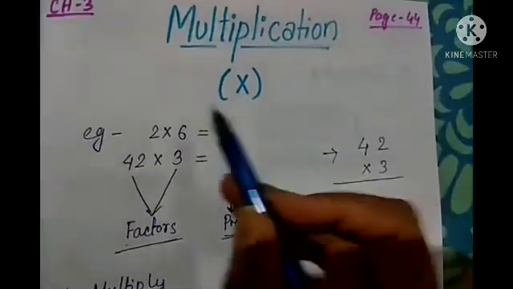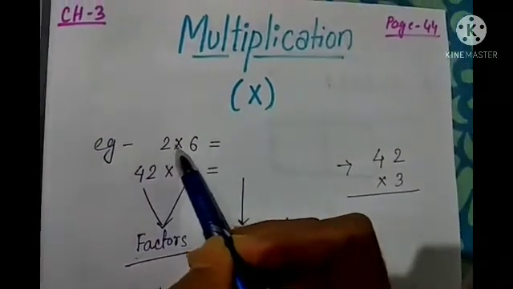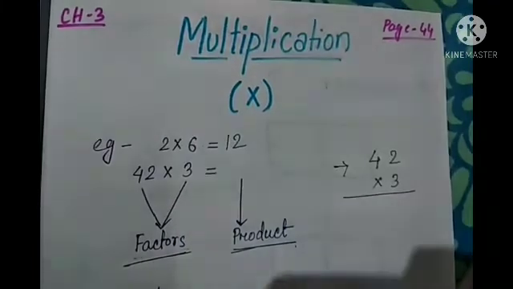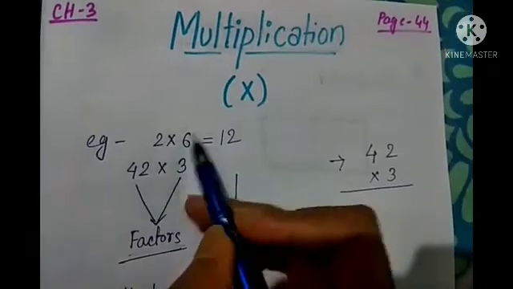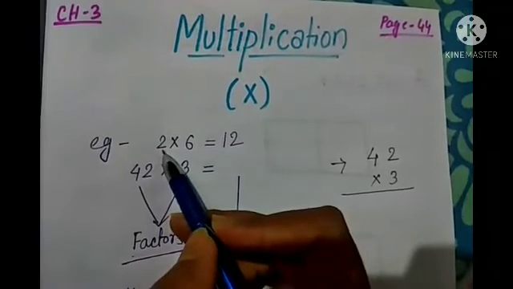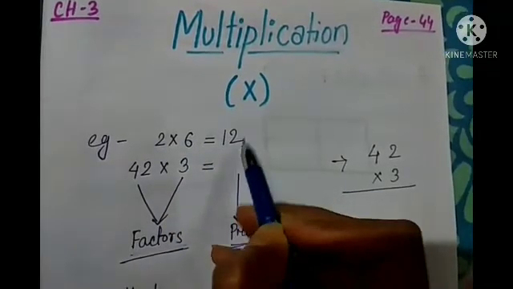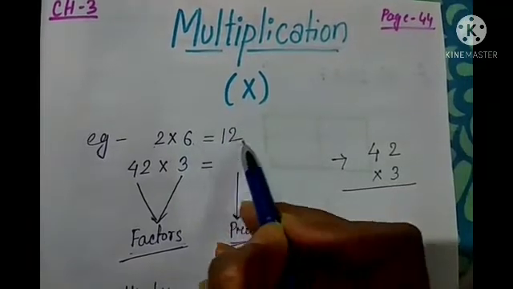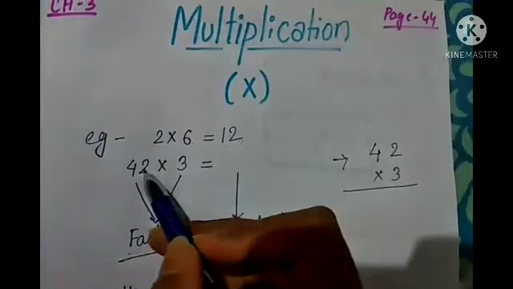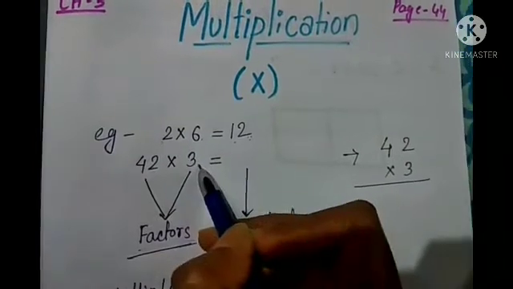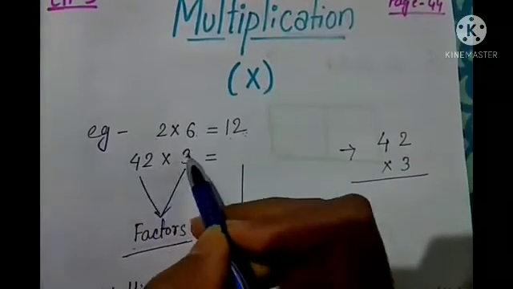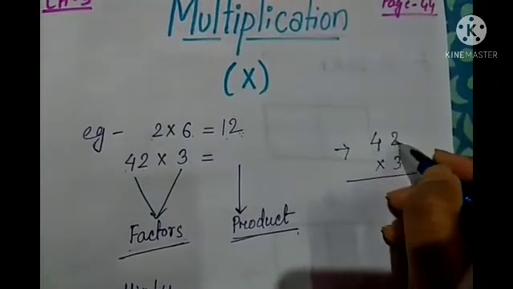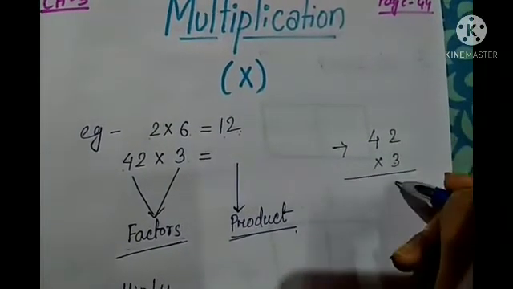Okay, so you see here I have written one example, 2 into 6. Okay, that means 2 sixes how much? 12, right students? So how did I do it? Because I remember the 2 times table, so that's why I can write it. Okay, so 2 sixes, 6 times we have to multiply, then we will get this. Okay, now 42 into 3. That means here we have to multiply 3 with 42. So here you see, this is a 2-digit number, this is a 1-digit number. So in this way we can do it, right?